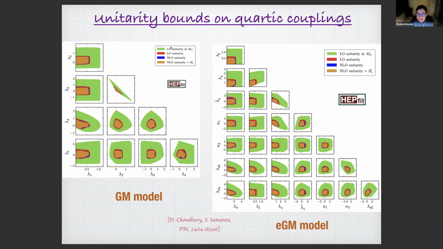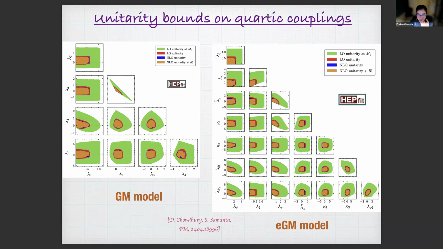In the literature, there are calculations where people use LO unitarity at the MZ scale, but we thought that is not something one should do. One should calculate LO unitarity at some scale greater than the MZ scale. By doing that, your parameter space gets much more constrained. You go from the green region to the red region by doing just LO unitarity at a higher scale. On top of that, we put NLO unitarity conditions, and we go from the red to the blue region. Finally, we see the impact of the NLO unitarity plus perturbativity condition, and the final parameter space is shown in brown.